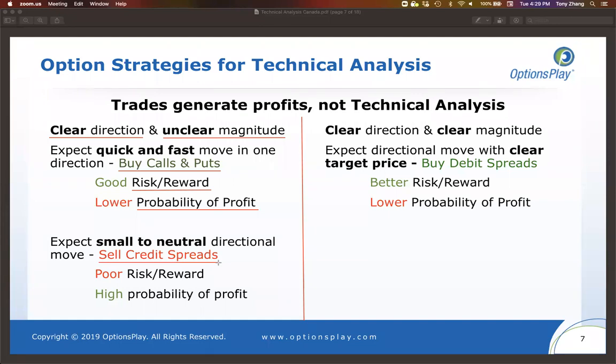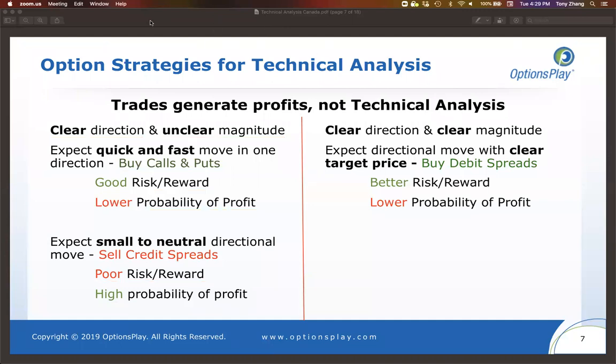Now, when you sell a credit spread, these typically have a poor risk reward ratio, but they're traded off with a really high probability of profit. So those are the two strategies that we typically look at when we have a clear sense for direction, but we don't have a clear sense for magnitude. And we're going to go over what type of scenarios we're going to find ourselves in where we have a clear sense for direction, but an unclear sense for magnitude.